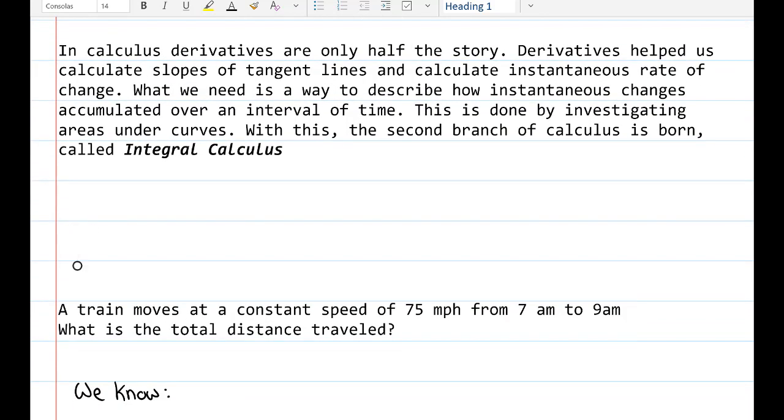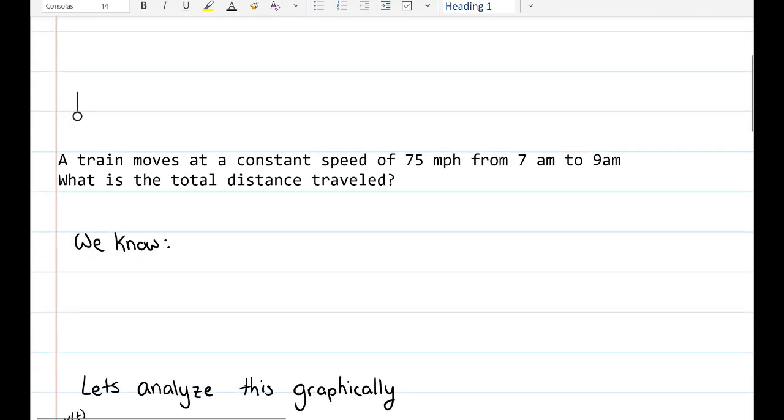A train moves at a constant speed of 75 miles per hour from 7 a.m. to 9 a.m. What is the total distance traveled? Now this is a very easy problem that we can do very simply.